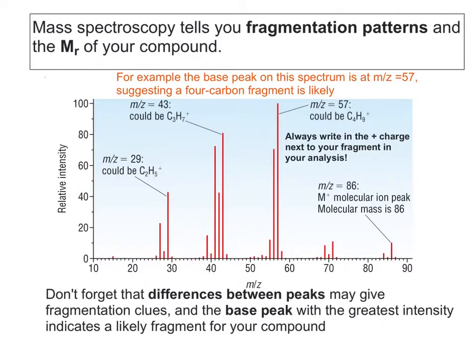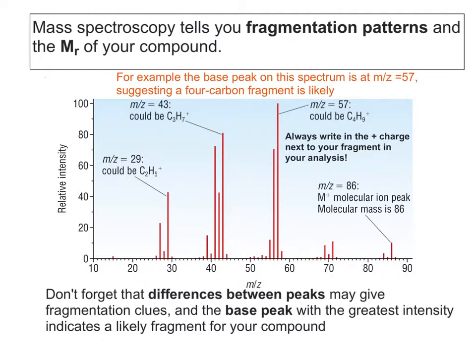And I can't stress this enough, it's really important to write in a positive charge next to your fragment in the analysis. If you don't write in a positive charge, you won't get a mark for it. Now if you look at the other ones, you've got C3H7+, you've got C2H5+. If you were given other information about this particular molecule, as it happens, it is an alkane. But if, let's say, it was a carboxylic acid, or it was an aldehyde, or you knew something else about it, you could then start deducing which of those fragments might have oxygen in them, for example.